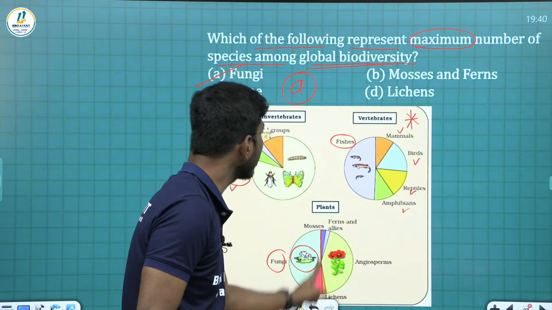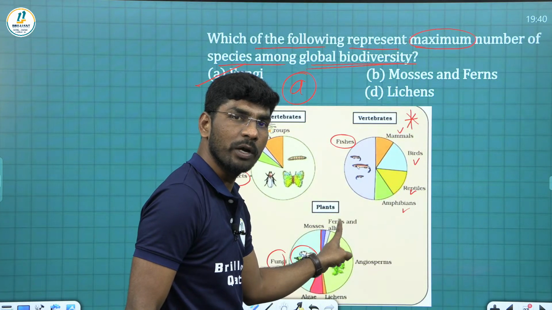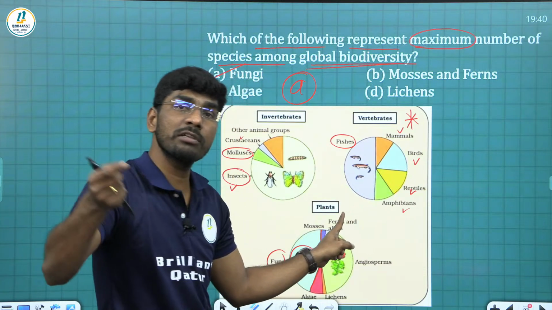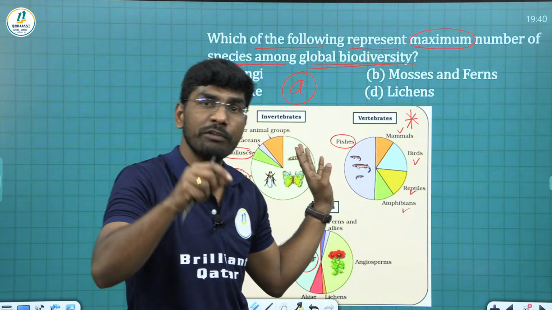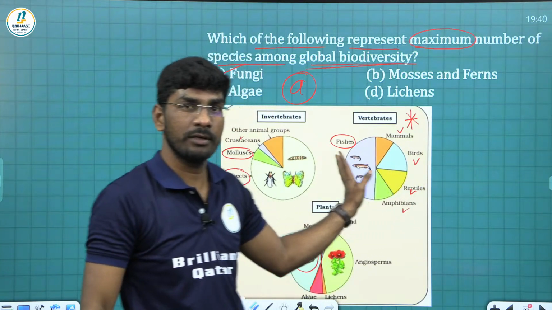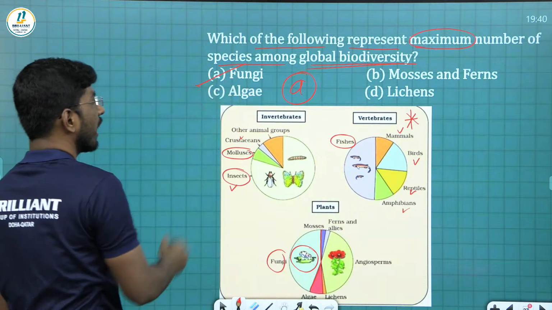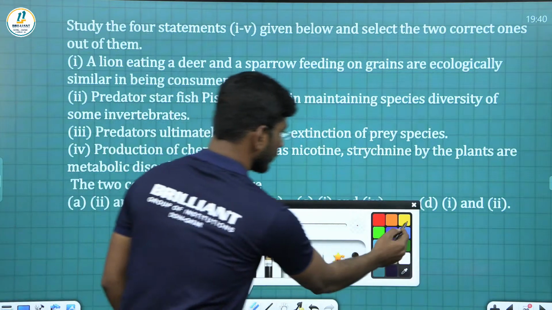Algae are small, better here. Mosses and ferns are even smaller here. Mosses and ferns here. Got my point? So if they mention which of the following is the maximum in invertebrates, we would have to go with the insect. Which of the following is the maximum in vertebrates, we would have to go with what? Tell me, fishes. But here global is given what? In fungi, option A.